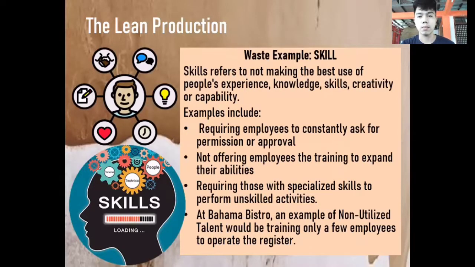Waste example, skills. Skills refers to making best use of people, experience, knowledge, skills, creativity, or capability. Examples are requiring employees to constantly ask for permission or approval, not offering employees the training to expand their abilities, and requiring those with specialized skills to perform unskilled activities. At Bahama Bistro, an example of non-utilized talent would be training only a few employees to operate the register.